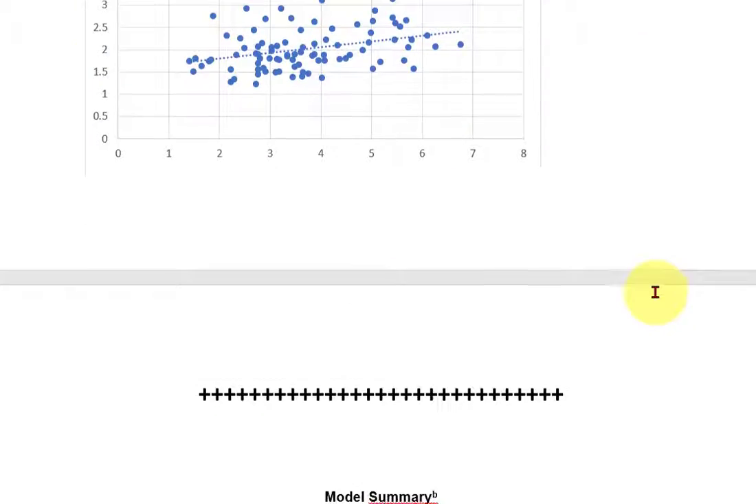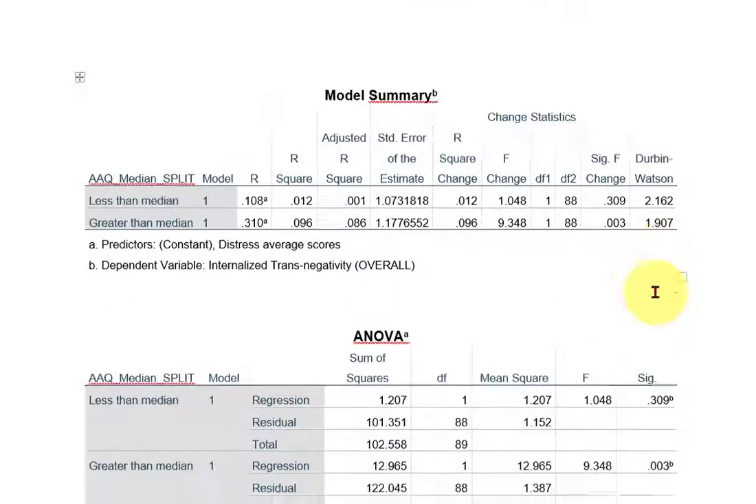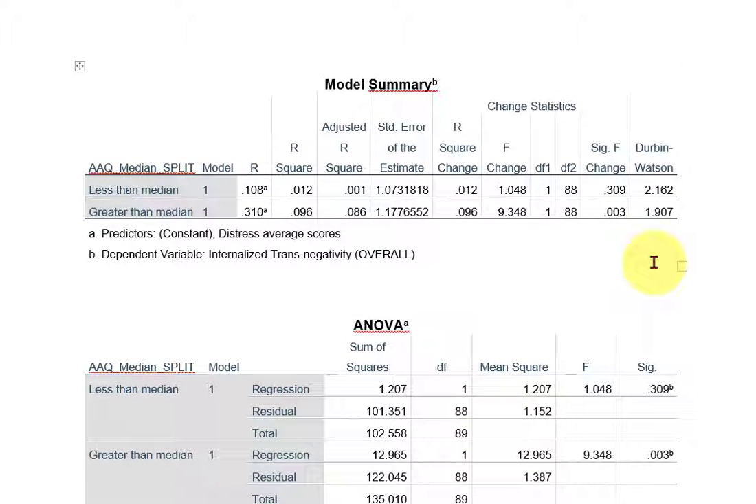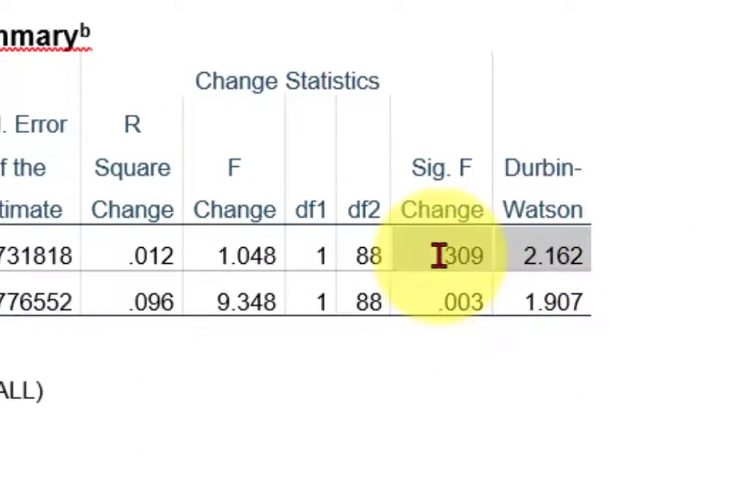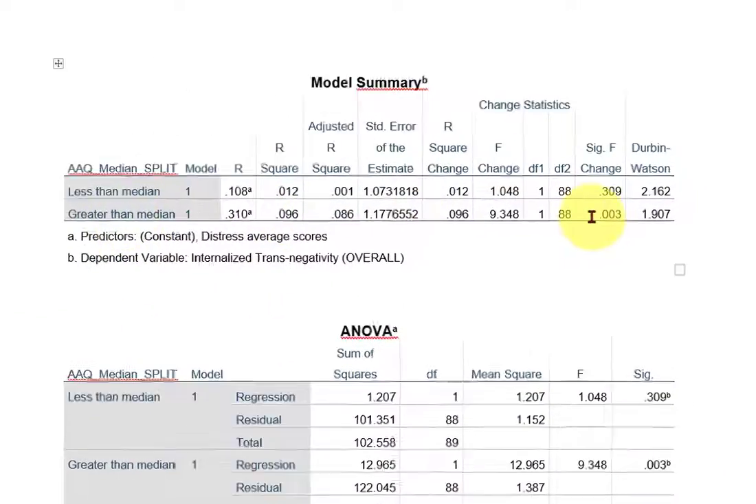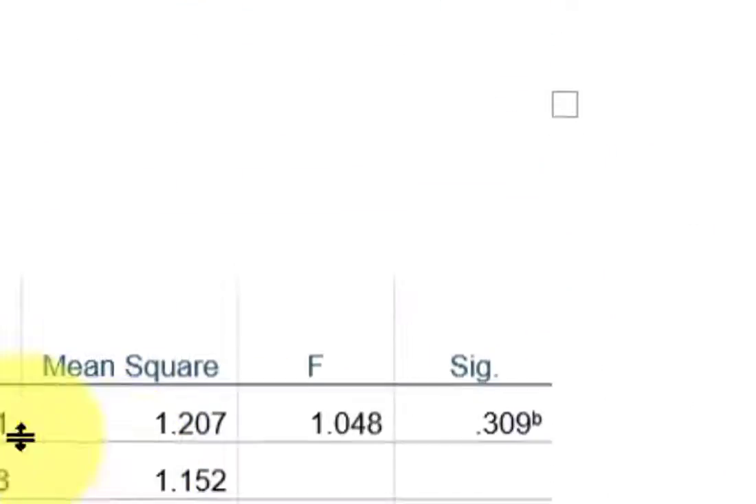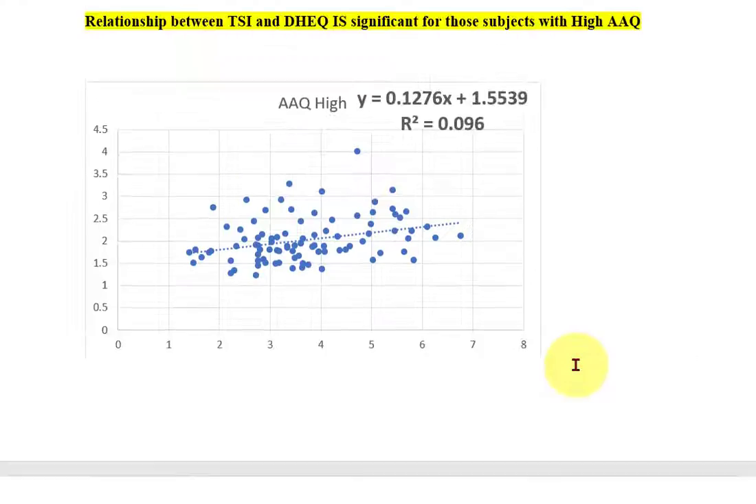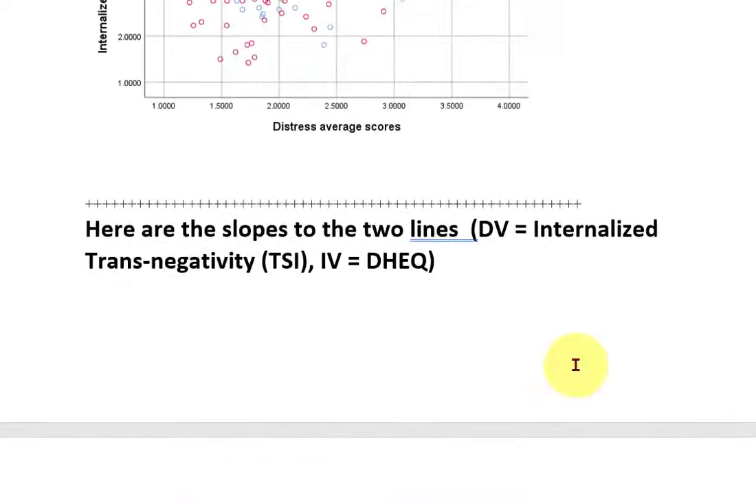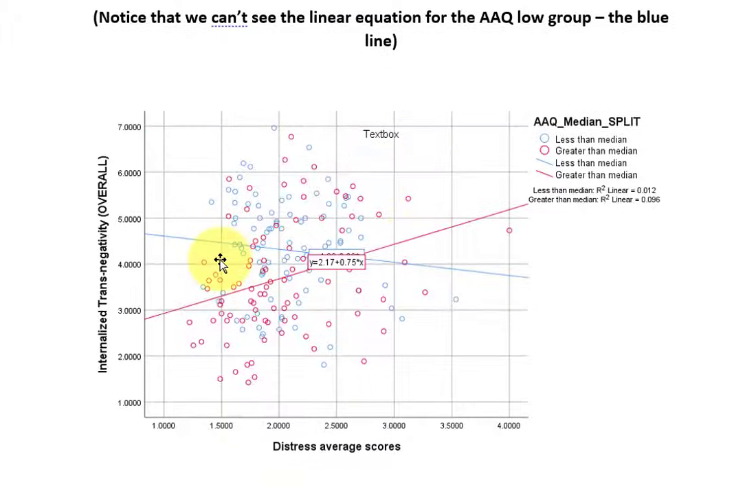Just to make sure they were, I ran a split file, a simple regression between transnegativity and DHEQ, one for the low AAQ guys and one for the high AAQ guys. And you'll notice right up here that for the low AAQ guys, it is not significant, right? Not significant. But for the high AAQ guys, it was significant. And then the ANOVAs agree with this up here. So somehow, I don't know how to put that on a graph, but the red line is significant and the blue line is not significant.